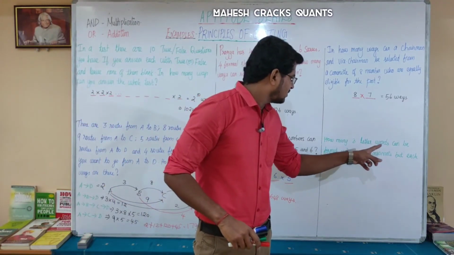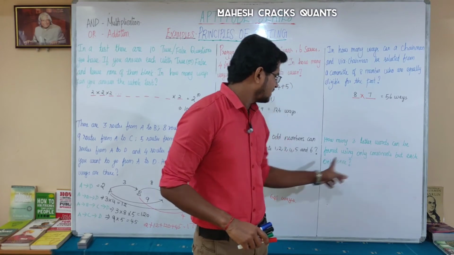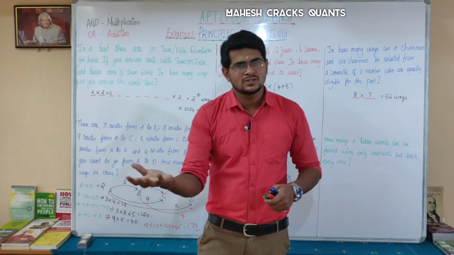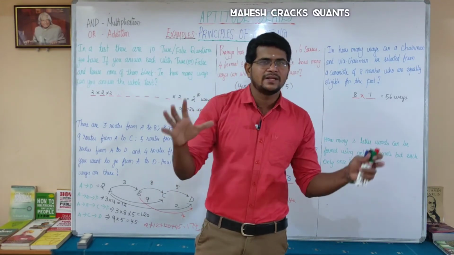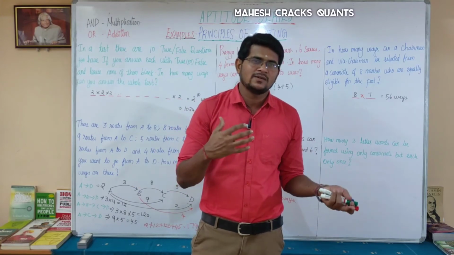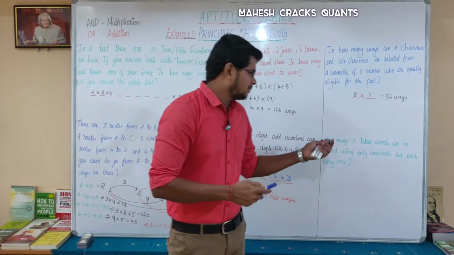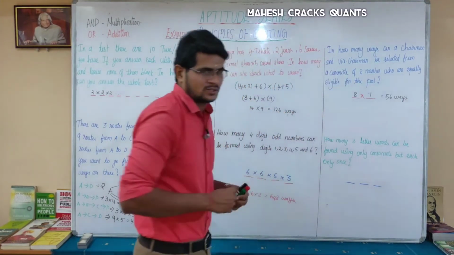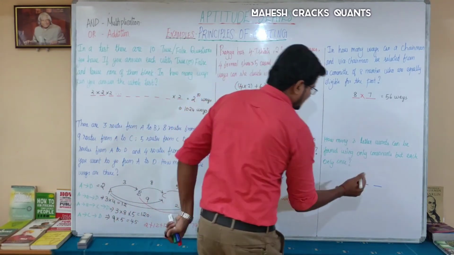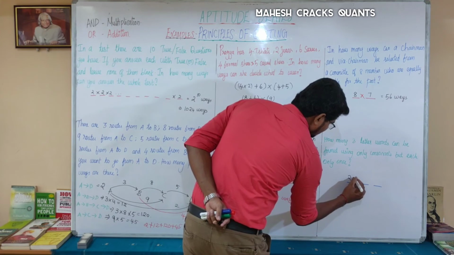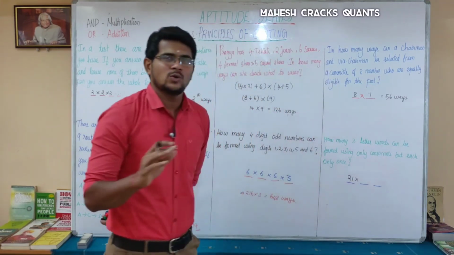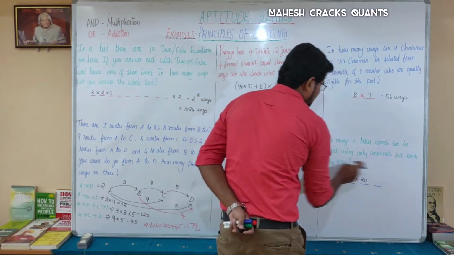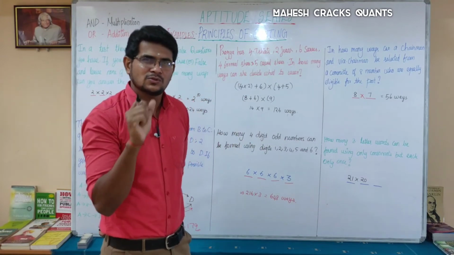How many 3-letter words can be formed using only consonants, but each only once? So, how many consonants are there? You know that there are 5 vowels, and the consonants are the remaining out of 26. So 26 minus 5, you get 21 consonants. You have to place 3 letters: letter 1, letter 2, letter 3. So the first letter can be chosen from 21 consonants. I have placed 1 consonant. How many consonants will be there now? Only 20, because each consonant should be used only once.